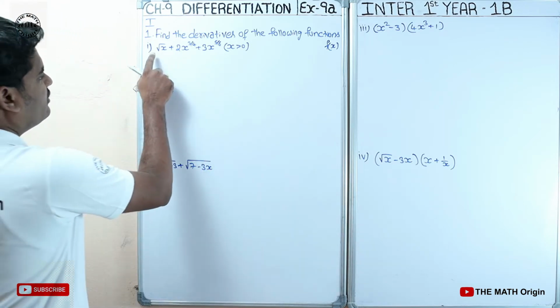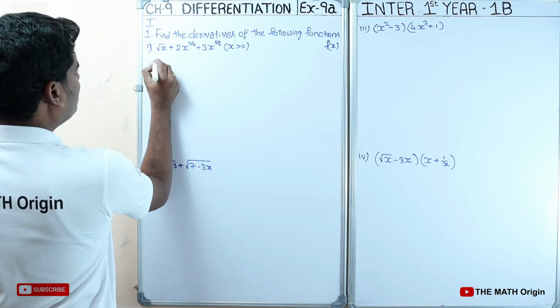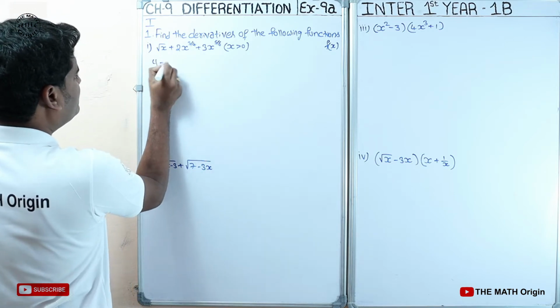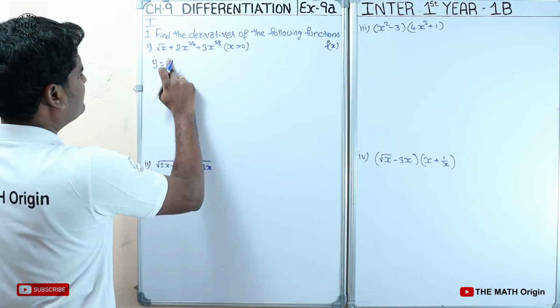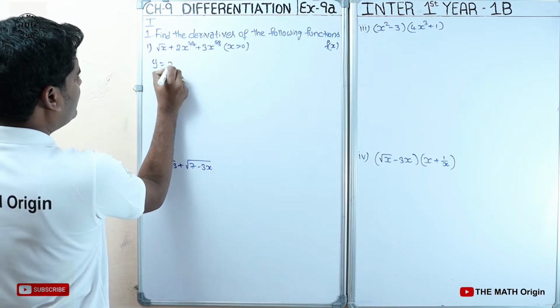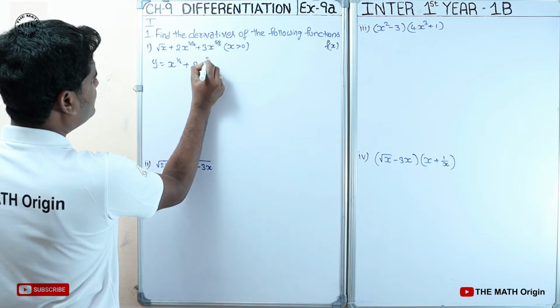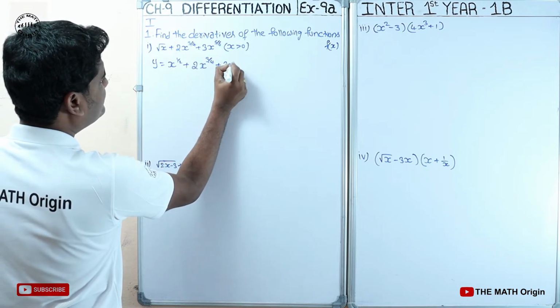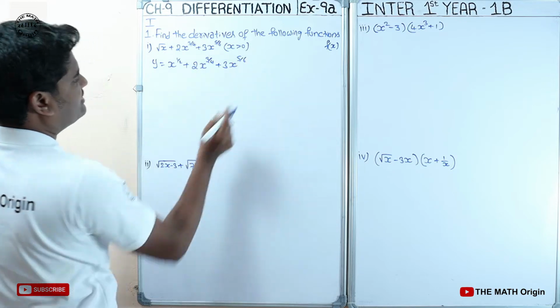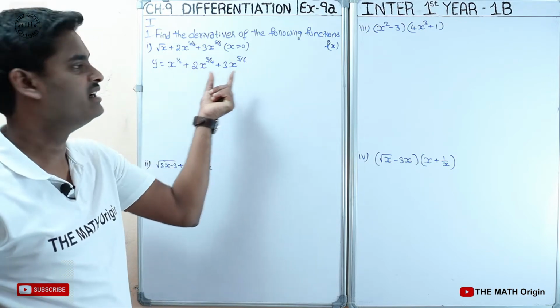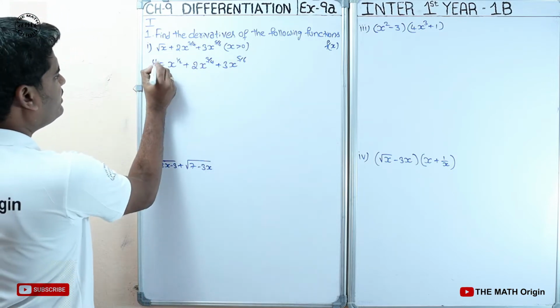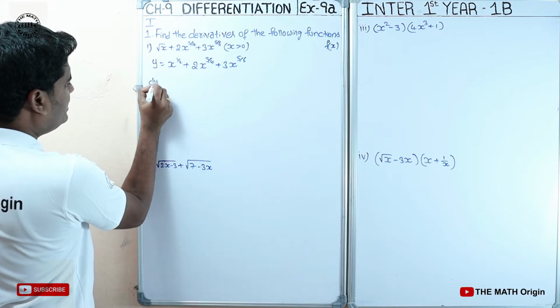ఓకే, first one we have the following. Let's take it as y is equal to root x, which can be written as x power 1 by 2, plus 2 into x power 3 by 4, plus 3x power 5 by 6. ఓకే, same question ఇక్కడ రాసా. ఇప్పుడు దీన్ని డెరివేటివ్ చేద్దాం. Derivative means dy by dx.